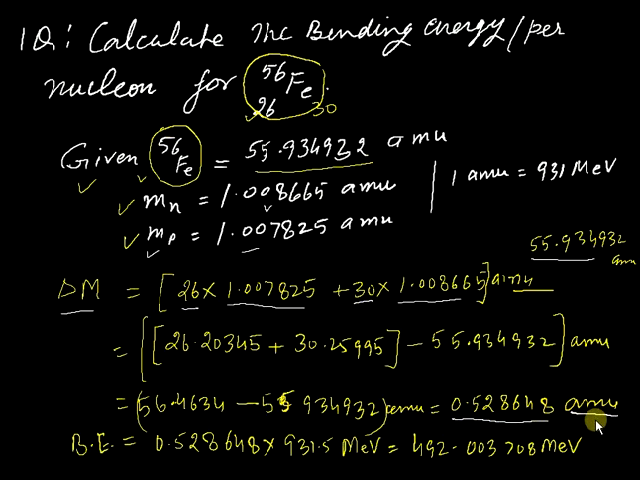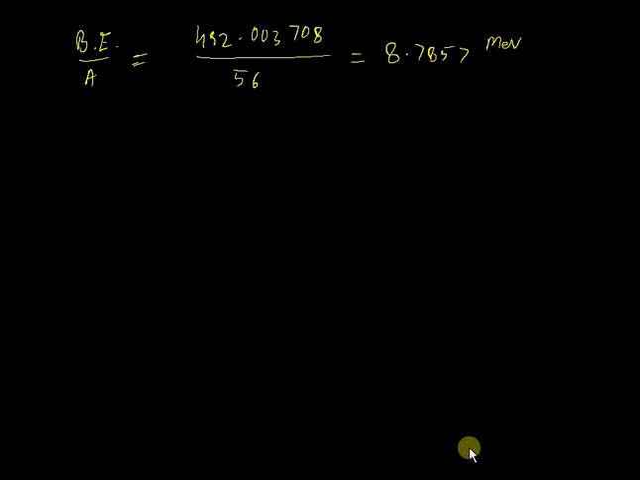When we simplify it we get a mass defect of the order of 0.528648 AMU. Now we have to convert it into mega electron volts. For that we multiply it by 931.5 MeV, and as a result this mass defect becomes the binding energy, equal to 492.003708 MeV. Now we divide it by the mass number, which is 56 for the iron given, and as a result we get 8.785 MeV, and this is the binding energy per nucleon.